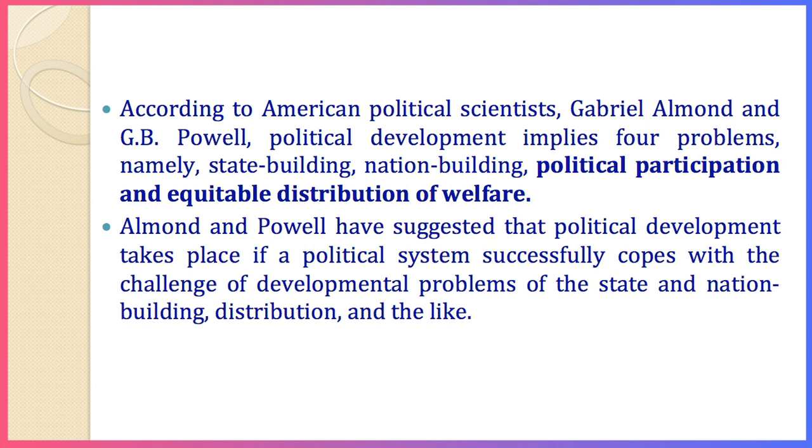According to American political scientists Gabriel Almond and Bingham Powell, political development implies four problems, namely state building, nation building, political participation, and equitable distribution of welfare. Almond and Powell have suggested that political development takes place if a political system successfully copes with the challenge of developmental problems of state building and nation building, distribution, and the like. Thus, the concept of political development has been defined and described variously by various scholars.